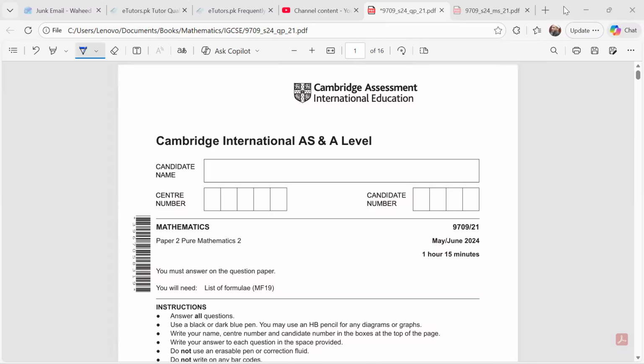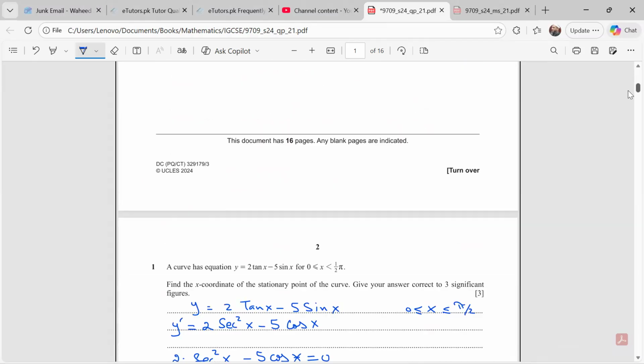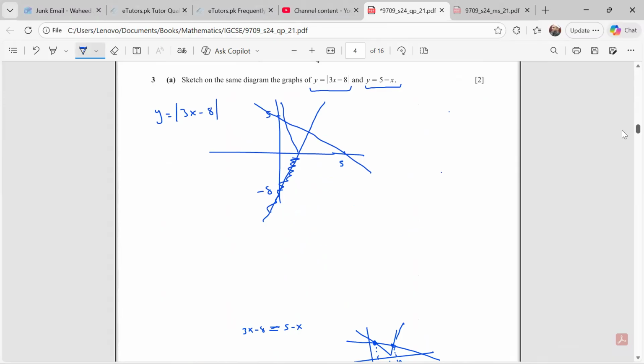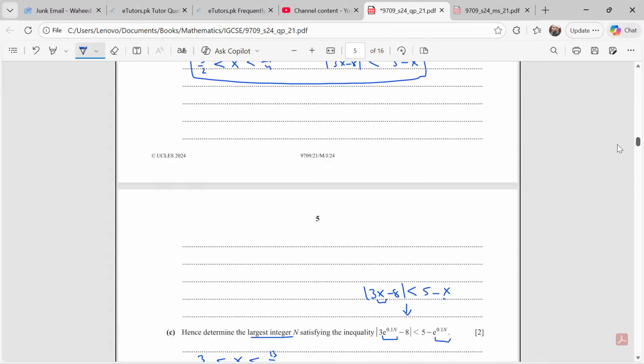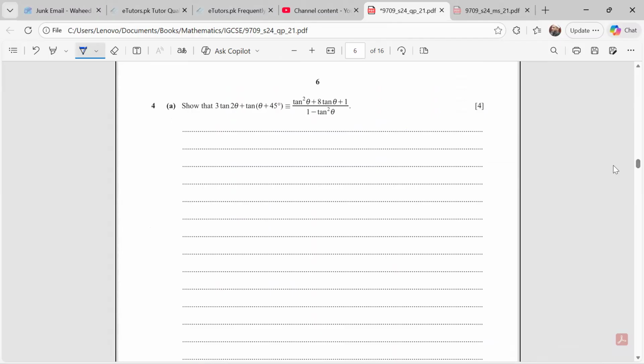We have been solving these past papers. So right now I have this Mathematics Pure Math 2 paper. It's from May/June 2024. We have already done 3 questions in this paper, so let me go to question number 4. You can check questions 1 to 3 in my previous videos. So let us start question number 4.